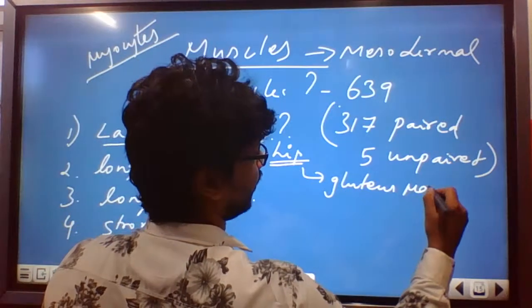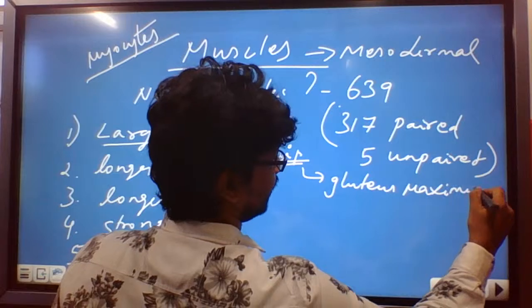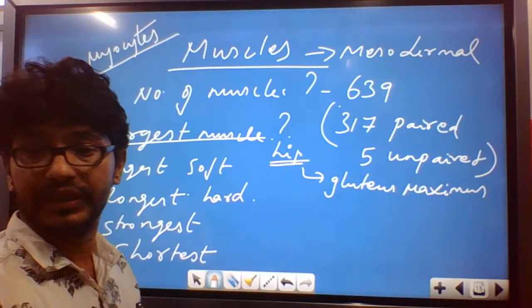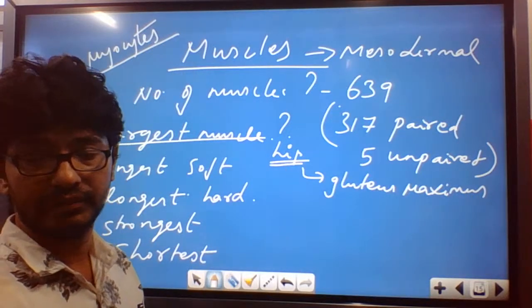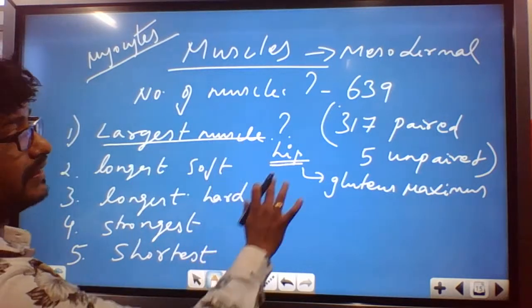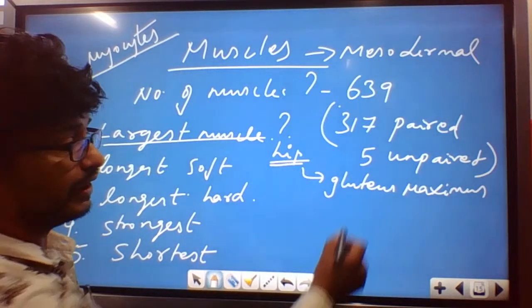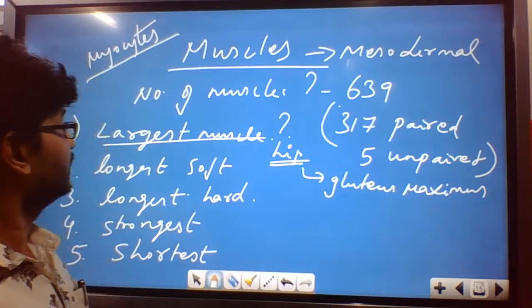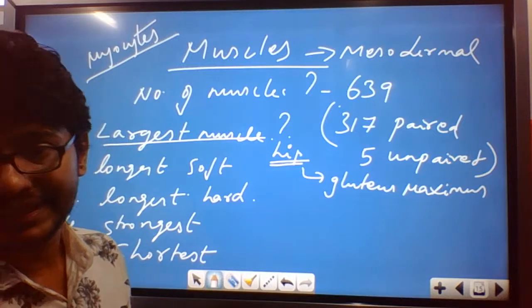You need not memorize all the muscles. It's not compulsory, because the textbook does not give all the names of the muscles. Only these names are sufficient. The largest muscle is in the hip region of the human body. The name of the largest muscle is the gluteus maximus.